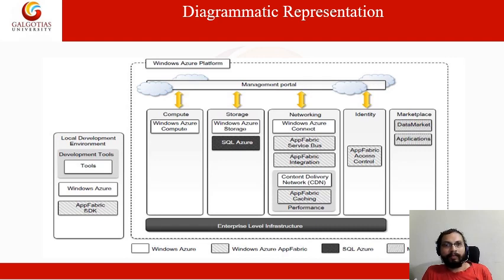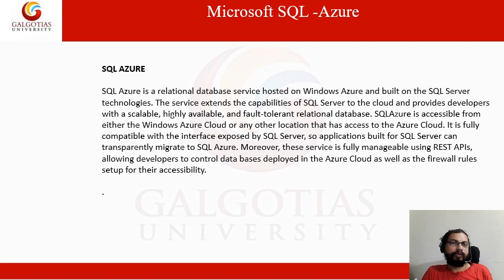So the App Fabric will have control over all your content delivery network, which is going to cache for the particular performance. Based upon that, the data has been marketed with the applications towards the global services. So all kinds of storage have been done in SQL Azure.